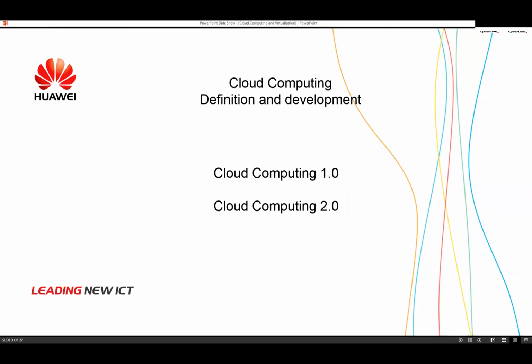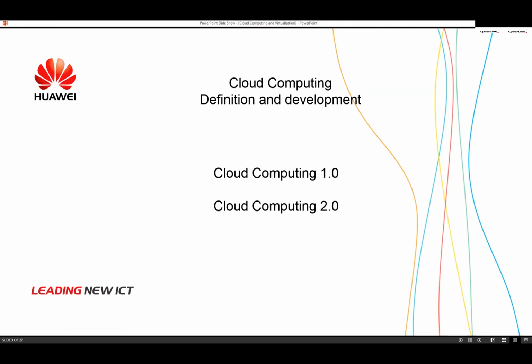One of the most widely accepted definitions of cloud computing is a model for enabling convenient on-demand network access to a shared pool of configurable computing resources. Computing resources means networks, servers, storage, applications, and services. Using cloud computing, you can rapidly access, provision, and release resources with minimal management effort or service provider interaction. So this is the most widely accepted definition of cloud computing.